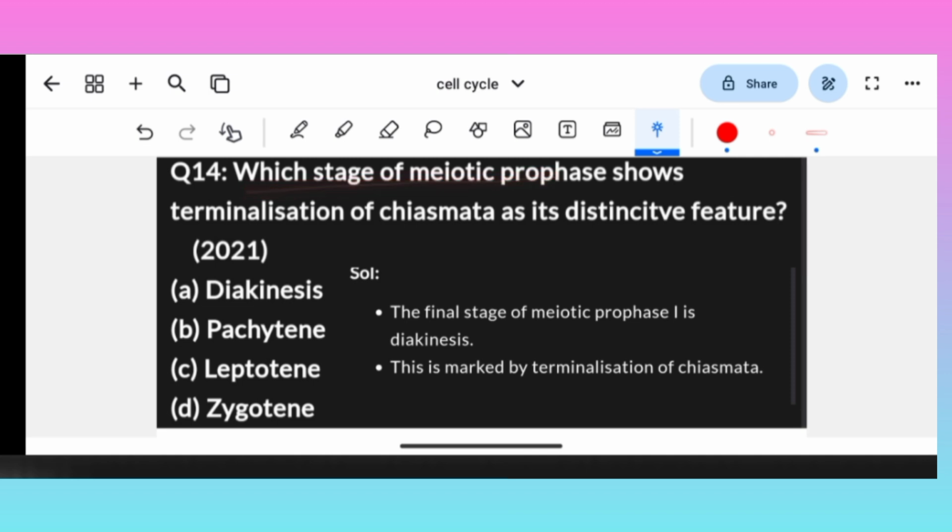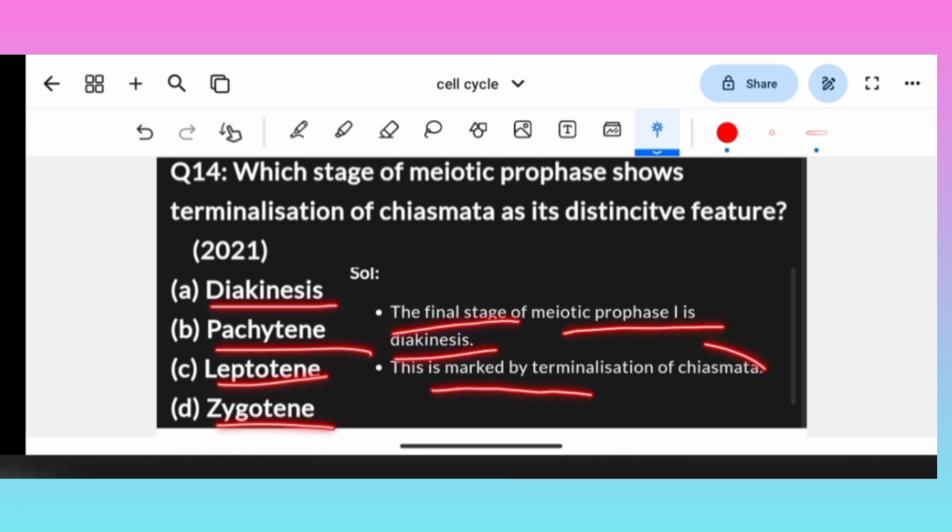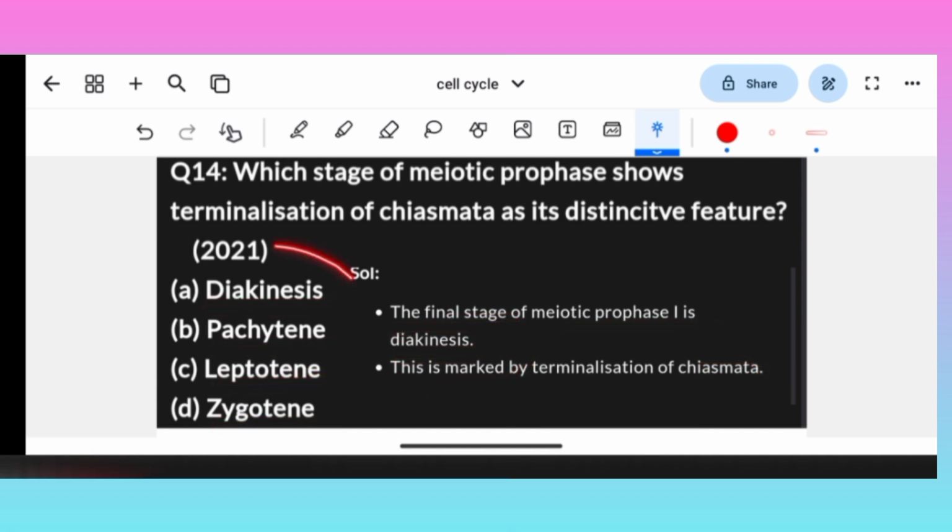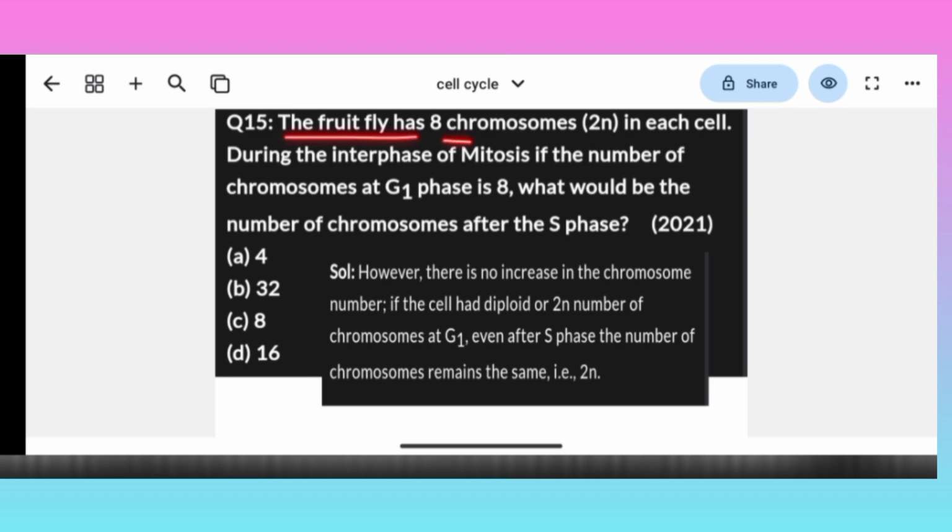Which stage of meiotic prophase shows terminalization of chiasmata as its distinctive feature? Diakinesis, pachytene, leptotene, zygotene. The final stage of meiotic prophase 1 is diakinesis, that is marked by terminalization of chiasmata. Option A, diakinesis.